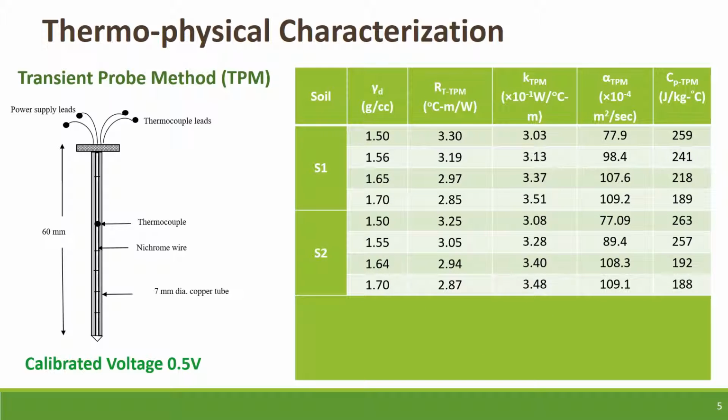Employing this single needle transient probe, we have got thermal resistivity, thermal conductivity, diffusivity, and specific heat value of two different soils, S1 and S2, for four different dry densities.